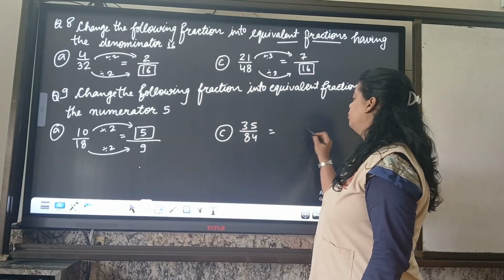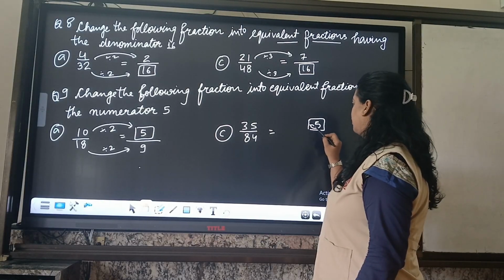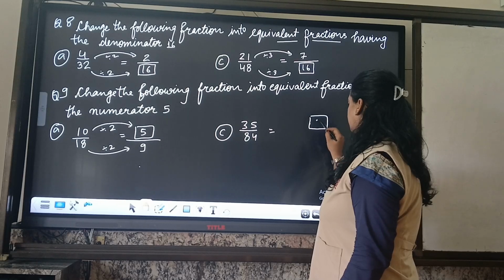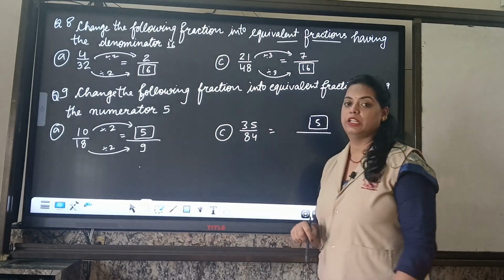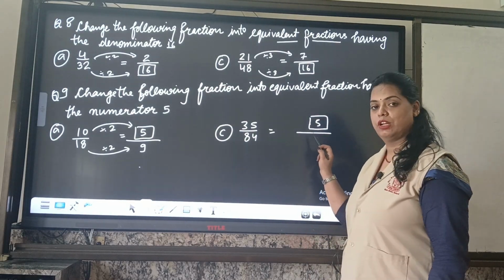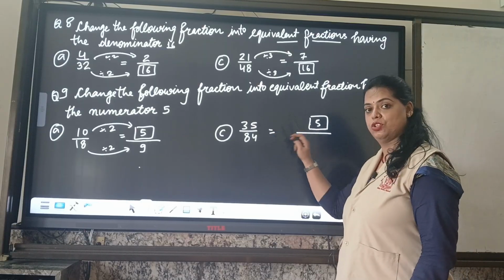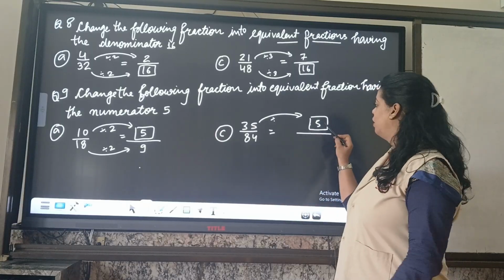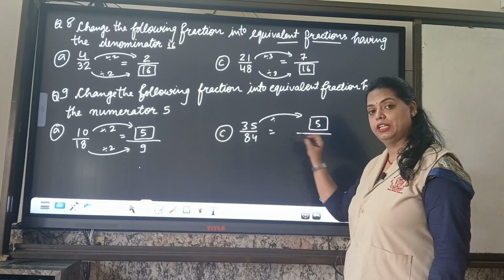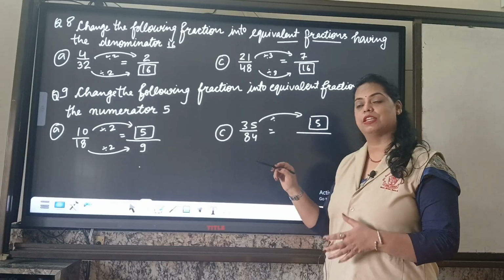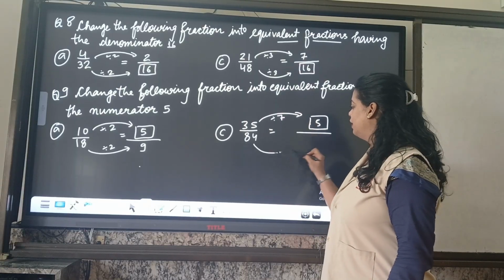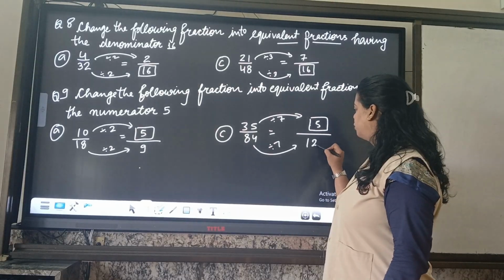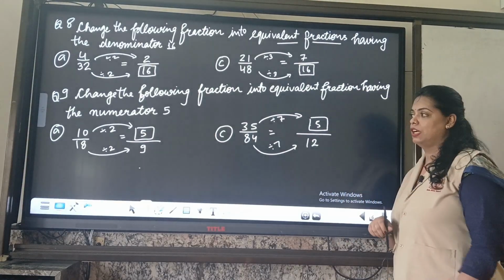Same here, numerator we want 5. And what should be the denominator? 5 is the smaller value, 35 is the greater. We can't use the multiplication operation. What do we have to use? Division. But divide by which number we don't know. So to get this number we will divide both of the numerators, and 5 will divide 35 seven times. So I will write divide by 7, and here also divide by 7. So you will get 12 as a denominator. So your answers are there.